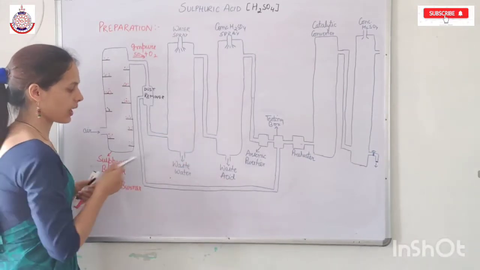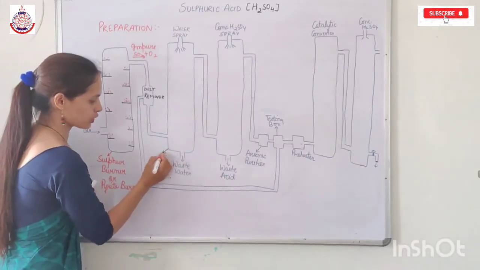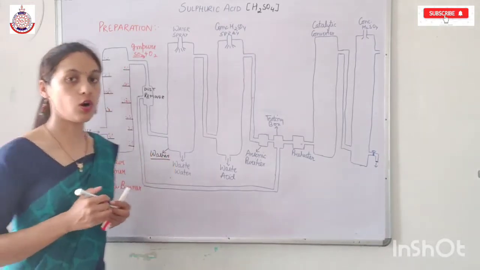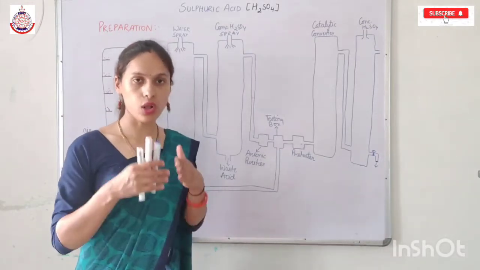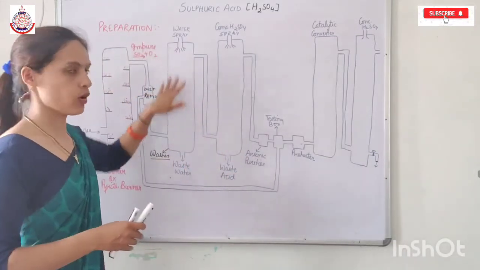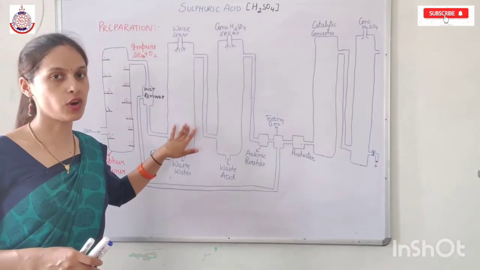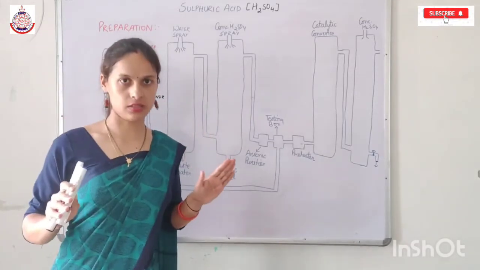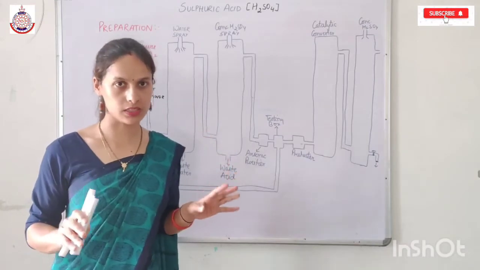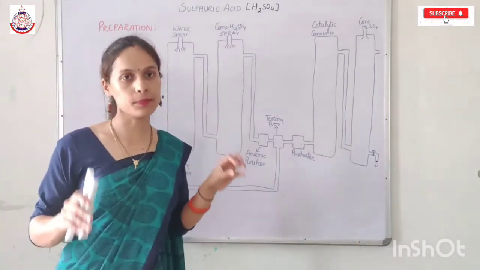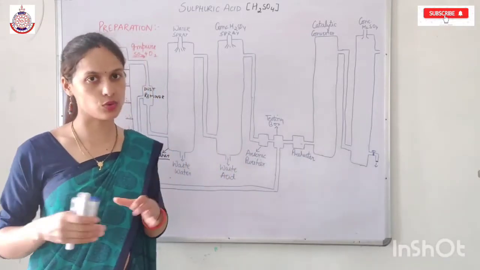Now this particular chamber is known as washer. All the soluble impurities are washed away in this chamber. In the dust remover we removed only dust, not other impurities. But in this we remove the soluble impurities from the impure SO2.